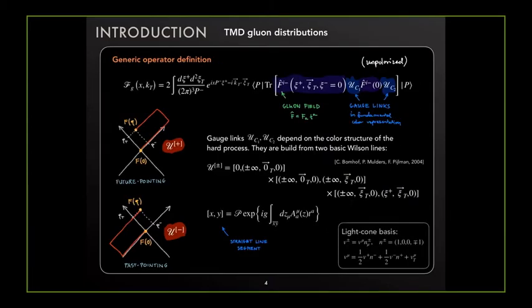So how do we define, in quantum field theory, transverse momentum dependent gluon distributions.